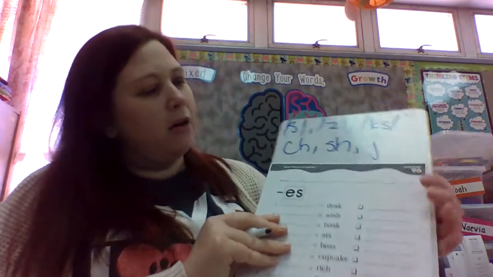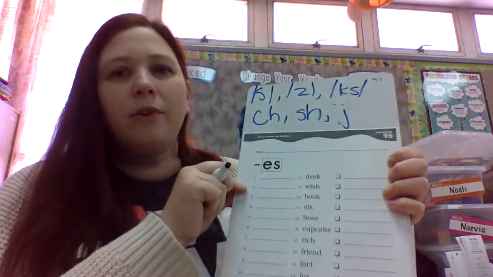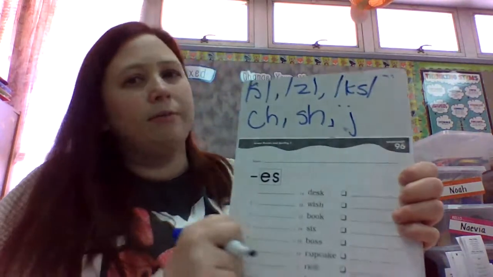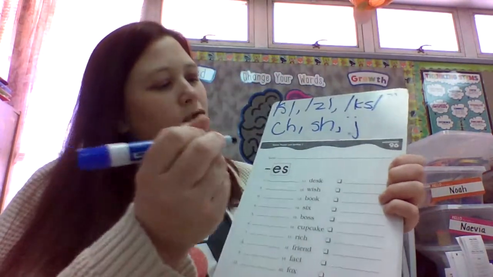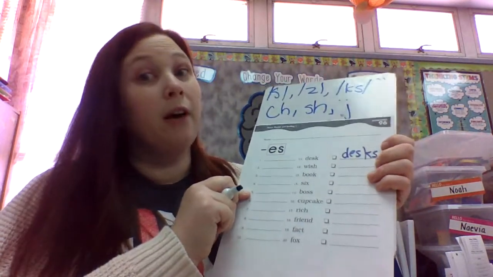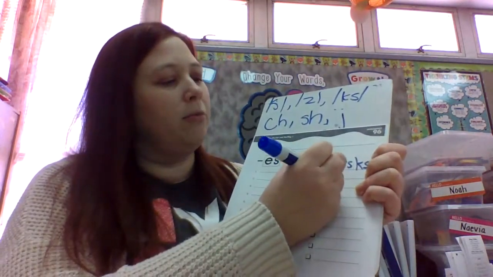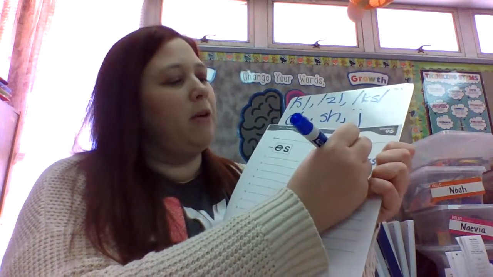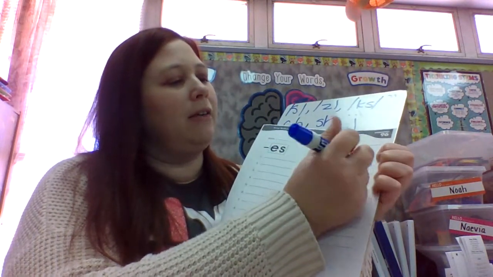Okay, so let's look. Desk. Does that have any of those sounds in it? You can look. No. So we're not going to check the checkbox, and we're just going to write the word desks with an S. All right, number 12 is wish. It does have that sh at the end, so we're going to check it. And we're going to spell it with an ES, wishes.